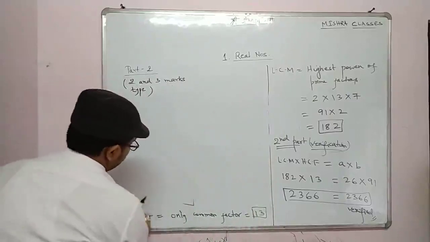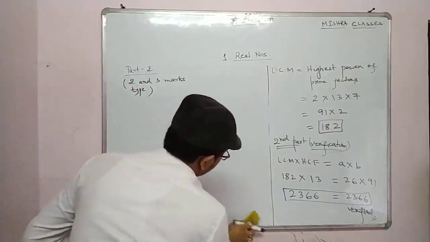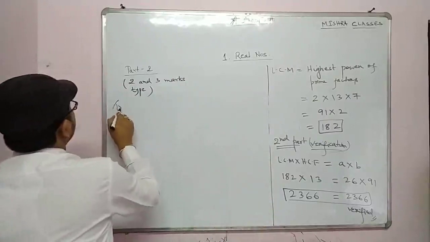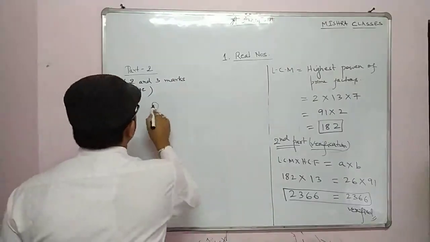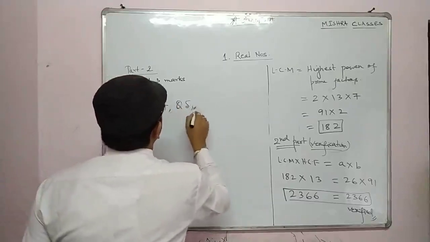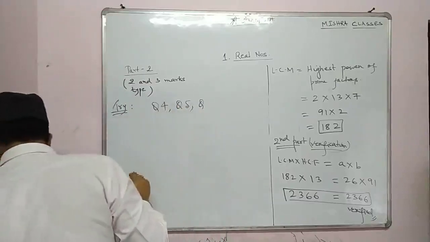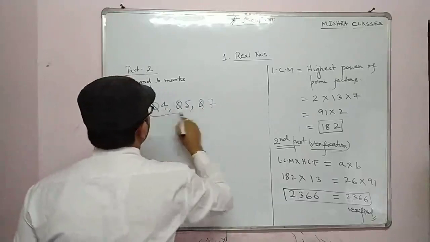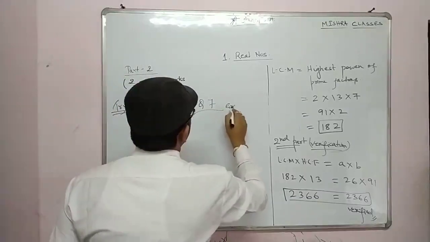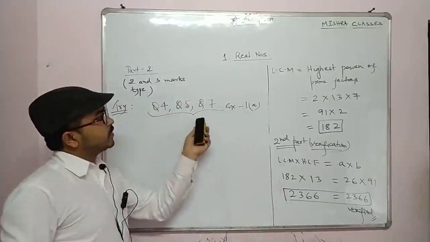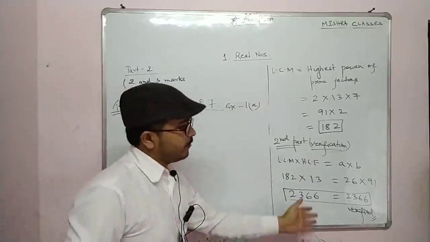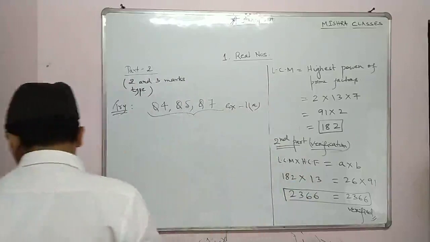Next, try questions. You have to try question number 4, question number 5, question number 7. These questions are from exercise 1A. Is it clear? Question 4, question 5, question 7 are of the same type. You have to try it out.